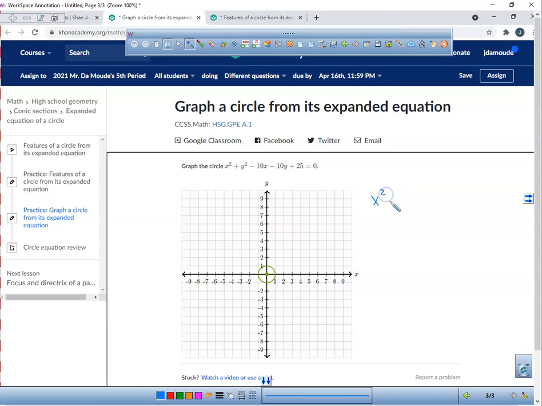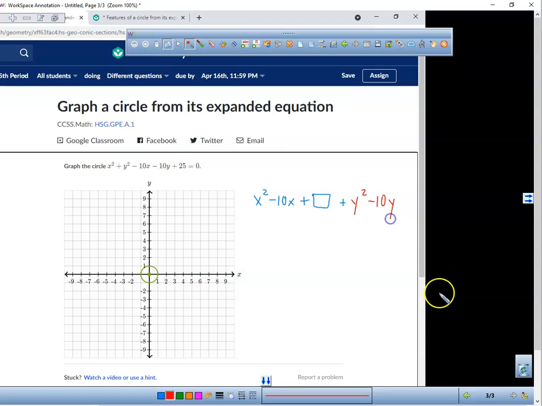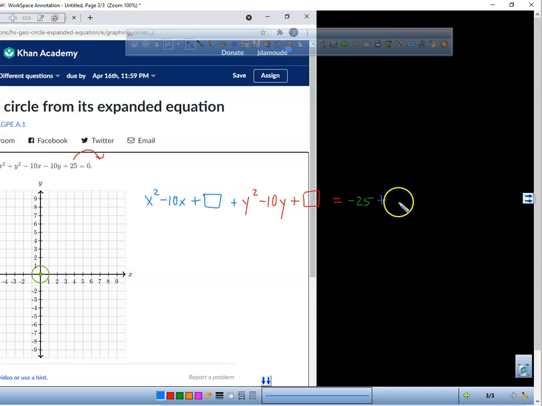We have x squared minus 10x. Then we have y squared. I meant to change it to red. Apparently it didn't change to red. There we go. y squared minus 10y. What are we going to do with this 25? Move it across. Make it a negative 25. Open up a couple of boxes, right? A couple of spaces. I know it's not really a box. It's just a square, okay?